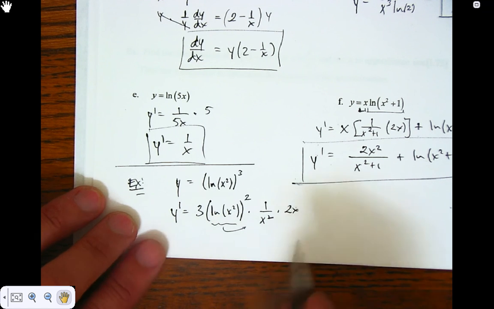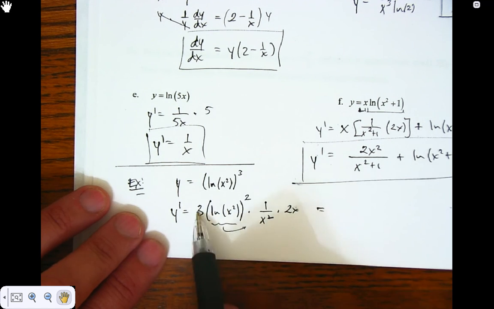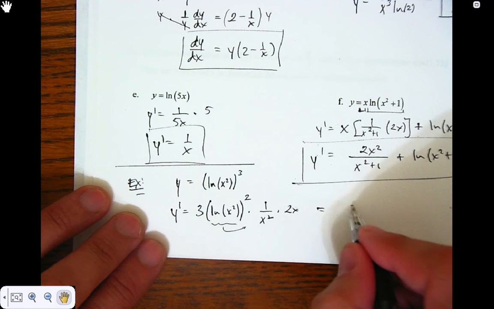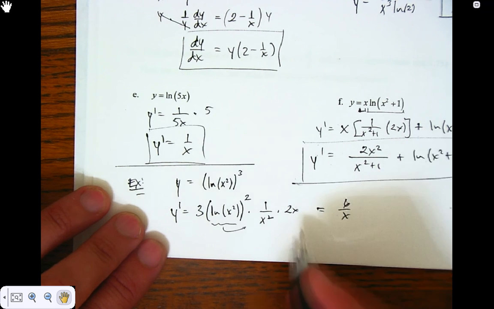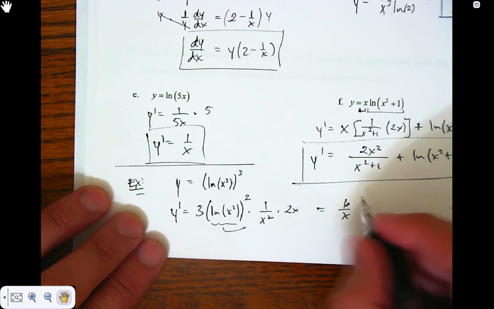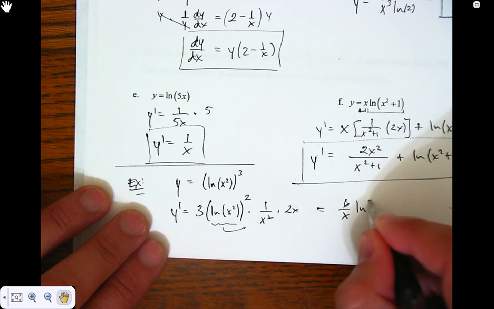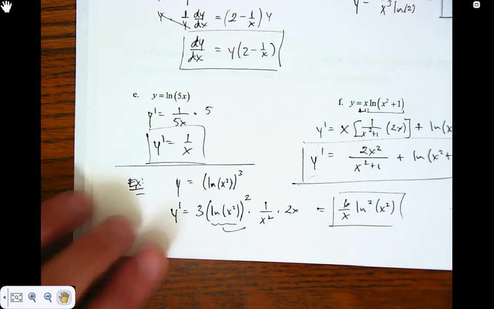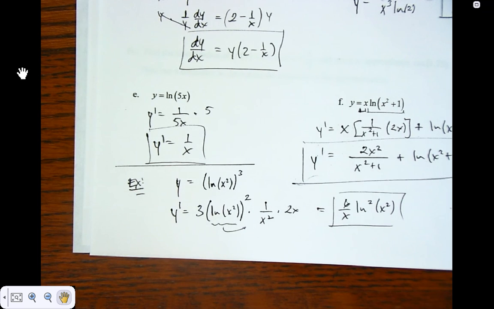Okay, and then simplifying all of that, 3 and a 2 are in the numerator, so you definitely have 6. One of those cancels, so I end up with 6 over x. So I took care of the 3, this guy and that guy, and then I have that, which you could write as ln squared of x squared, or you could do it in parentheses, all squared. Either way, it would be correct. Okay, just another little example there.